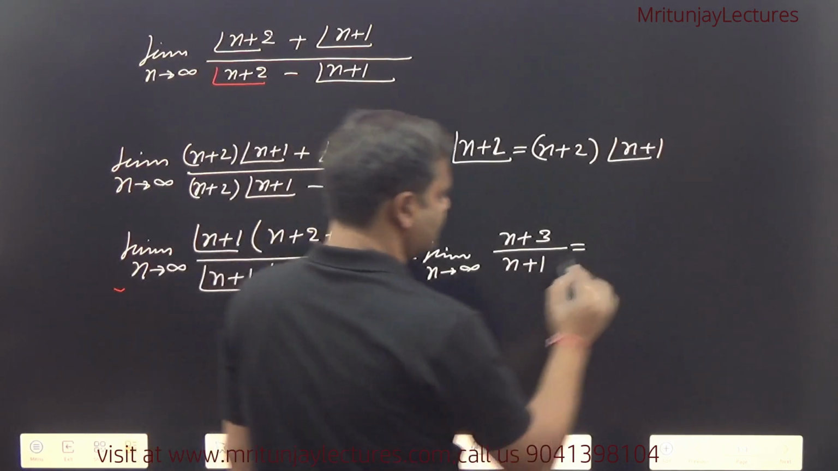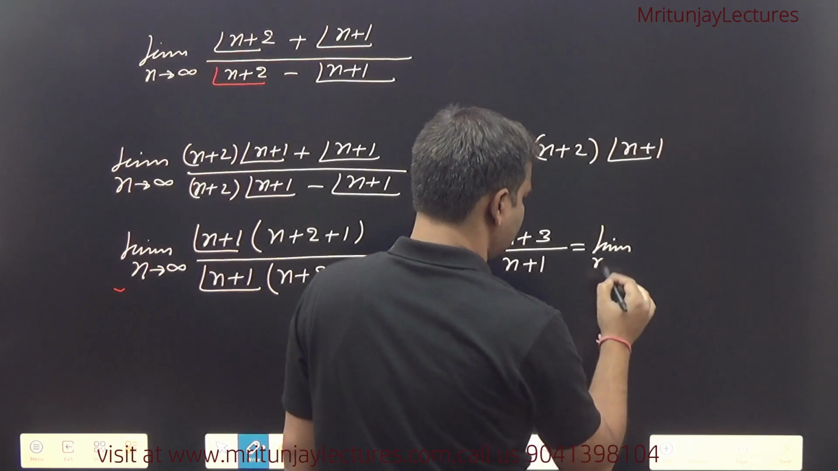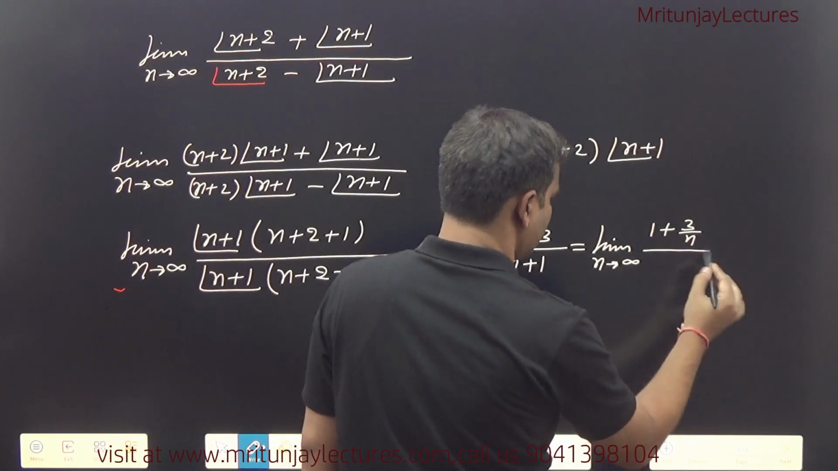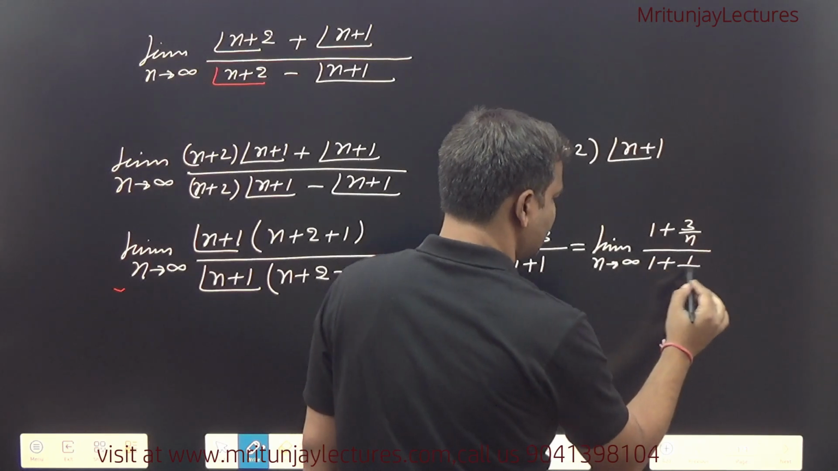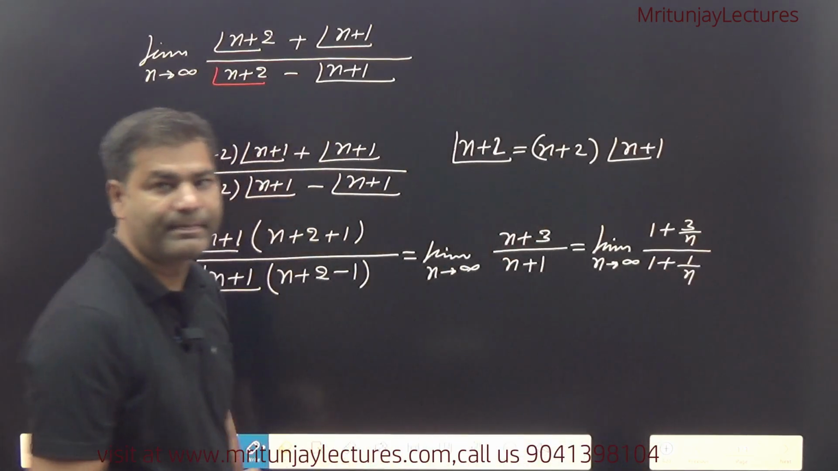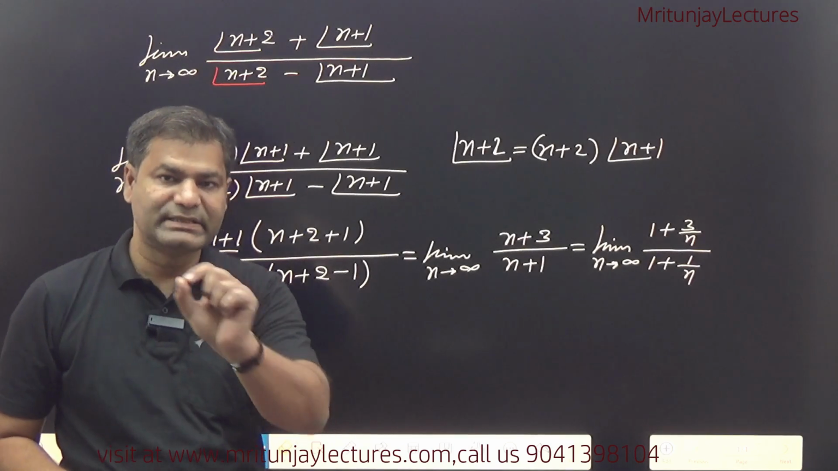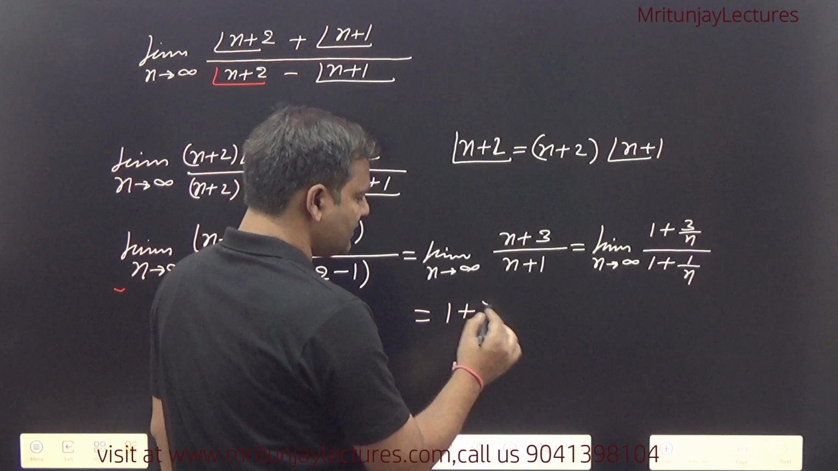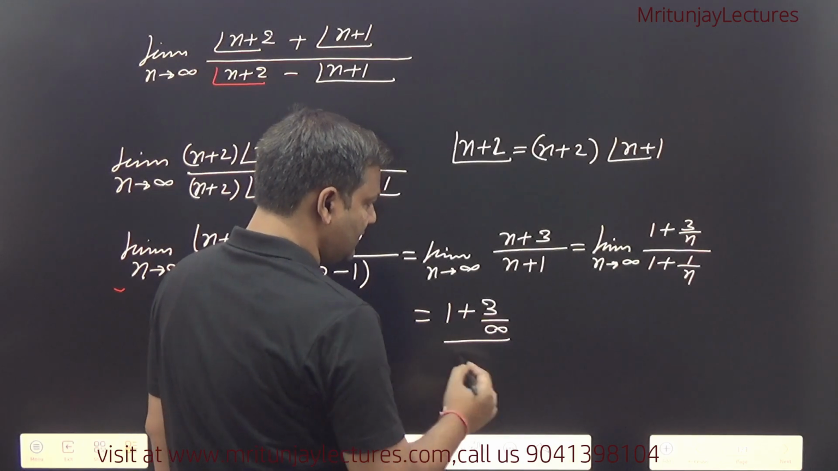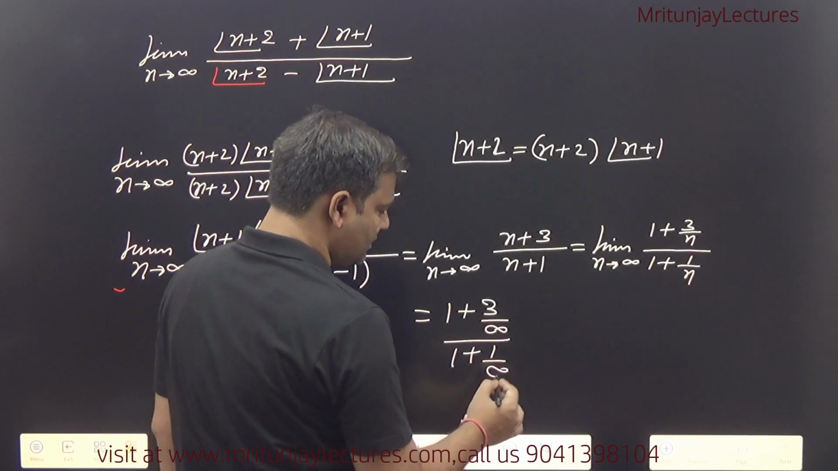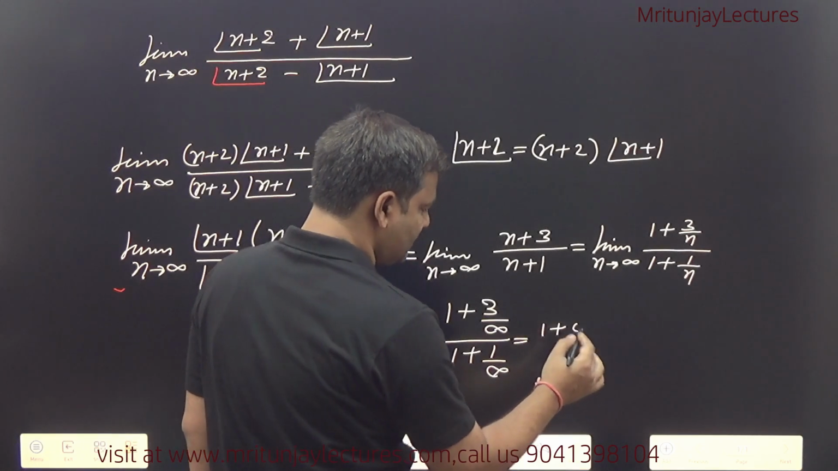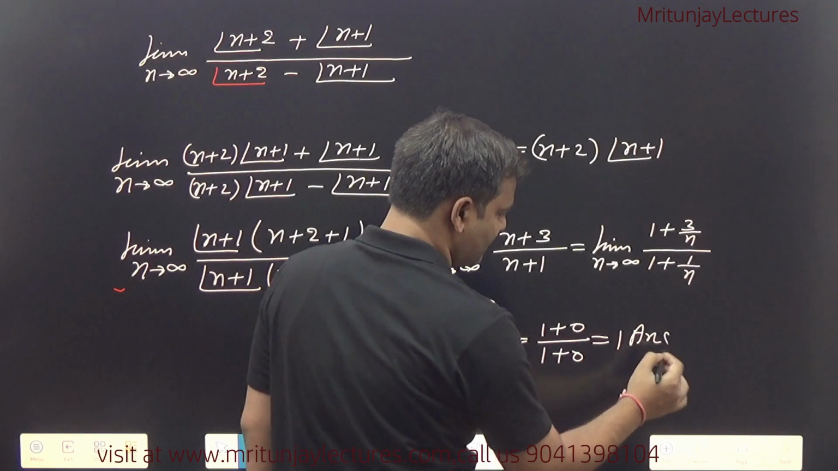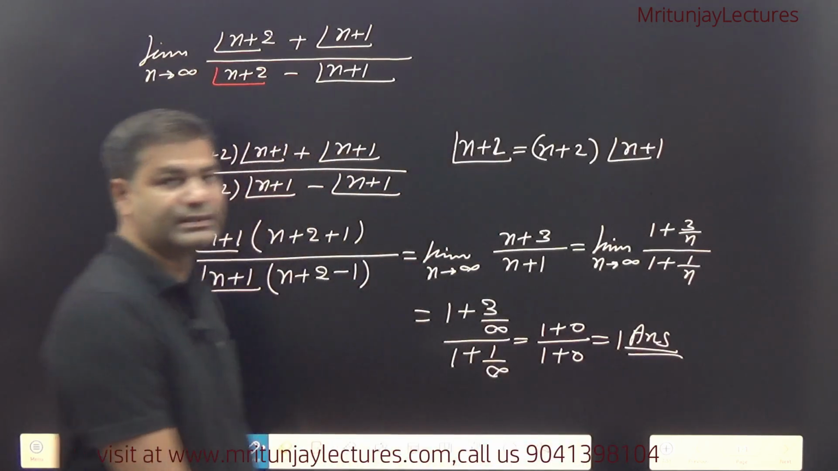Now if n is common, then that is written as (1 plus 3 by n) divided by (1 plus 1 by n). If we put n equal to infinity, then how much? (1 plus 3 by infinity) divided by (1 plus 1 by infinity), so (1 plus 0) divided by (1 plus 0). So 1 is the right answer. I hope it is clear. Make it.